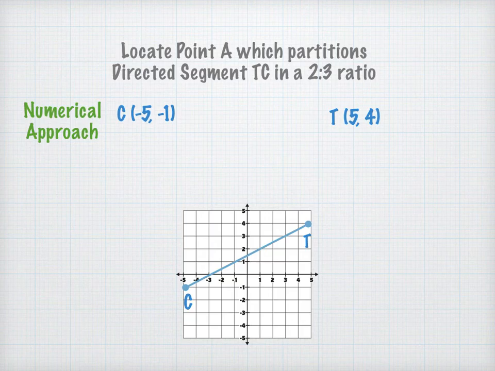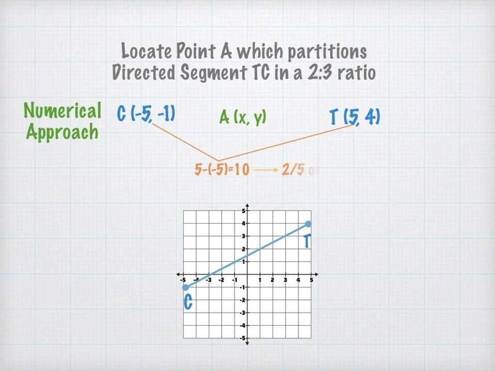Realizing my coordinates for point C and T are listed, I'm trying to find the coordinates for point A, which we'll call x, y. Let's find the difference in our x coordinates to figure out how far apart the x coordinates are. So it's going to be 5 minus -5, that's 10. And I'm going to do 2/5 of 10. 2/5 of 10 is 4. And because I'm starting at point T this time, going towards point C, I need to do 5 minus 4, which is 1. So the x coordinate of point A is 1.